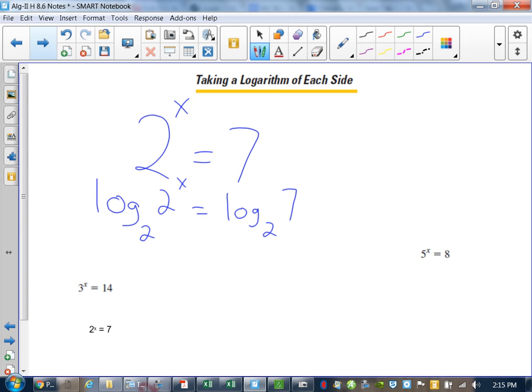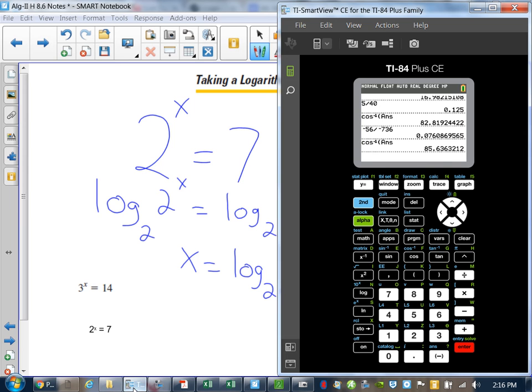So what's log base 2 of 2 to the x? X. Now, remember yesterday I told you there's a mysterious button on the calculator to give you decimal approximations? Remember how to find that? Alpha window 5. And then you get your decimal equivalencies.